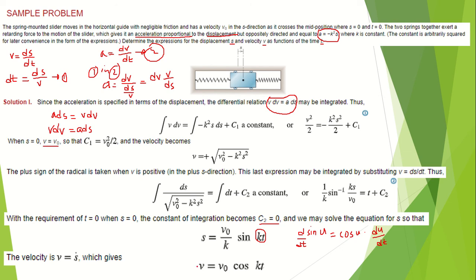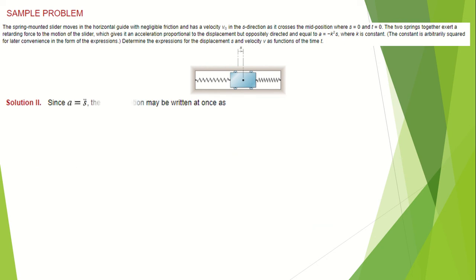All right. So therefore, our expression for the velocity is equal to the initial velocity times cosine of k times t. Okay, so this is the first solution, or solution number one. Now let's go directly to the second solution, or the other way of doing this. So for solution number two, since a is the second derivative of the displacement, the given relation may be written at once as something like this.